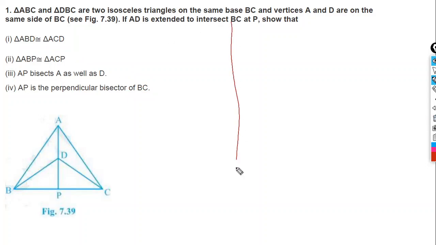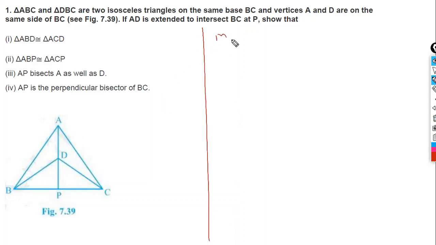First, we'll start with part I. See triangle ABD and triangle ACD. Now we'll start with these two triangles.